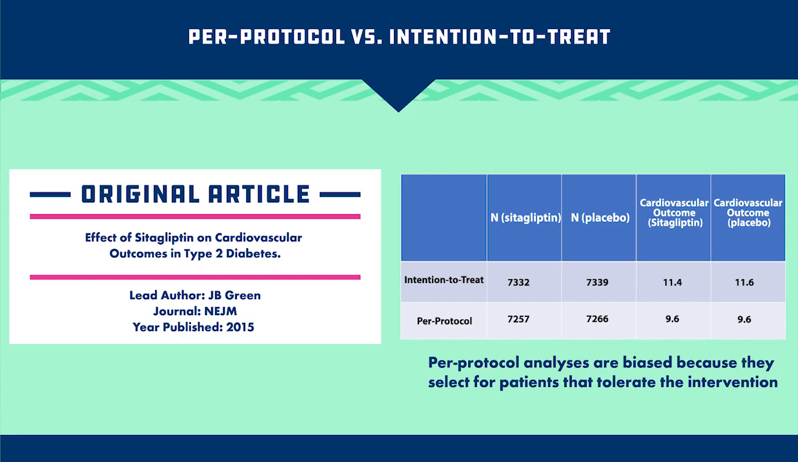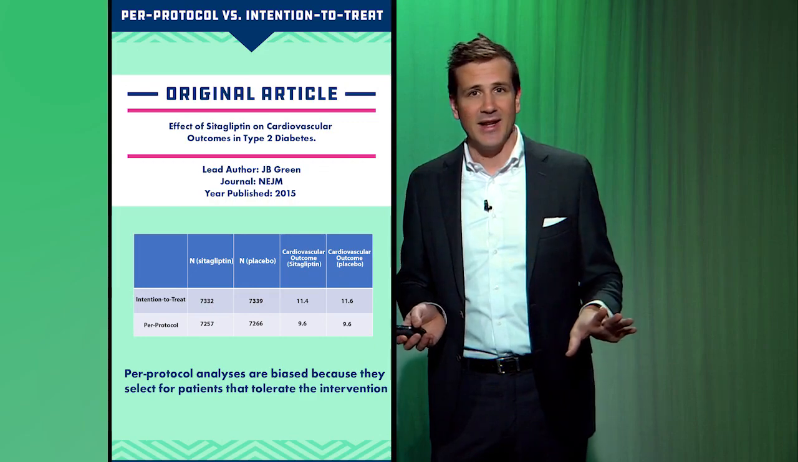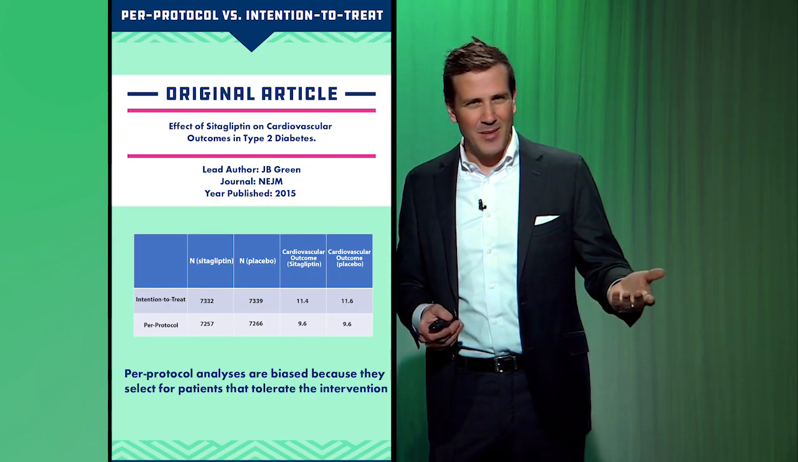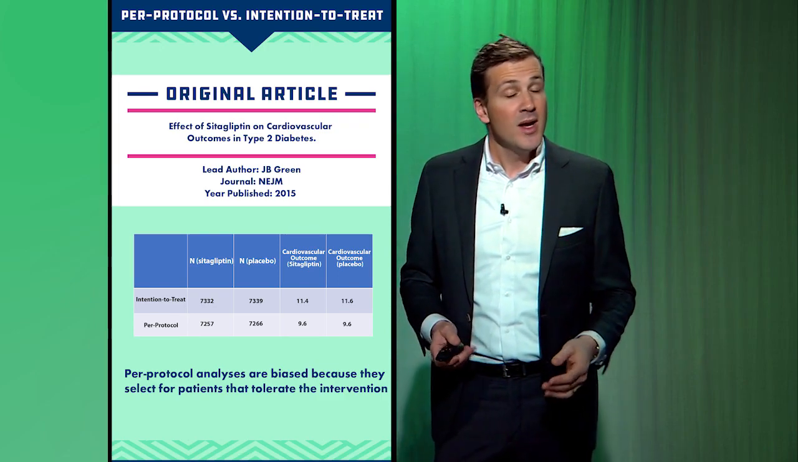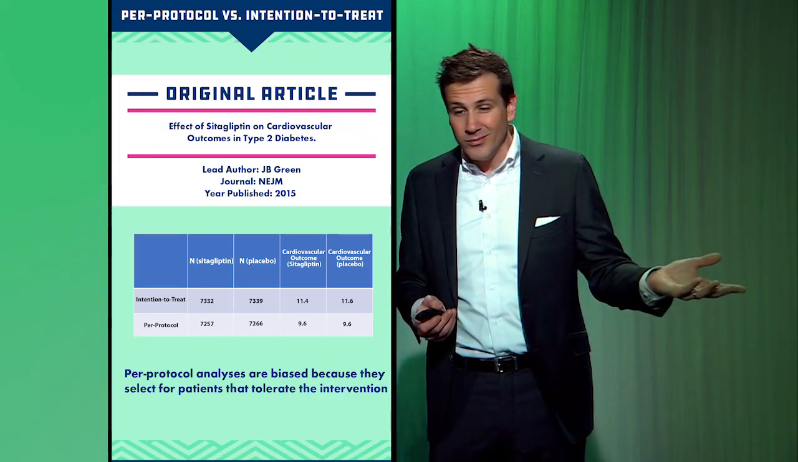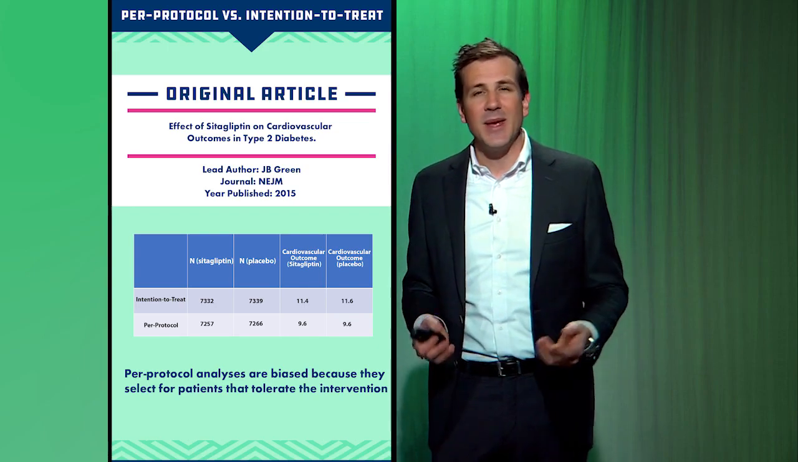But right below that, I gave you the per protocol analysis. Now, what's that? Well, you randomize someone to a medication. Do they actually take it? You might imagine that some people take the first dose and it doesn't sit well with them and then they never take it again. Should you consider them as being part of your treatment group if they're not even taking the medication anymore? A lot of people might say, oh no, because they're not taking the medication, I want to know if the medication works.